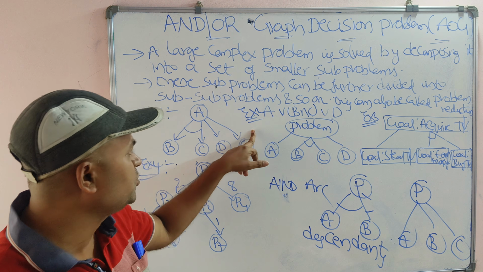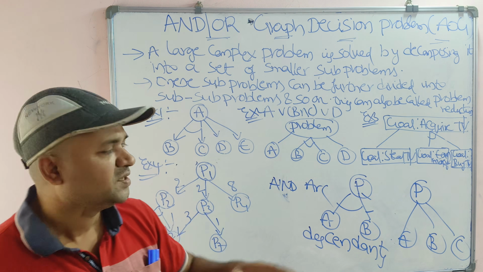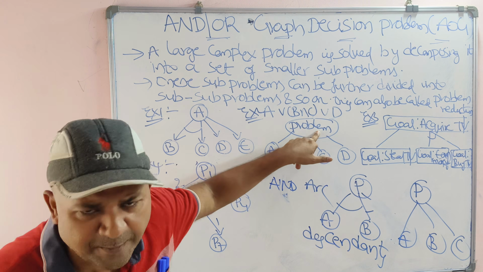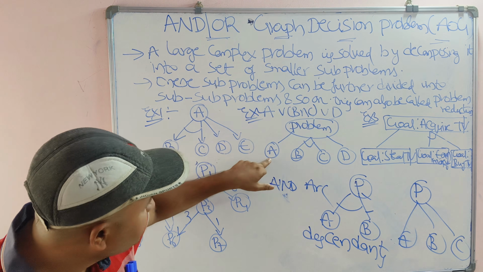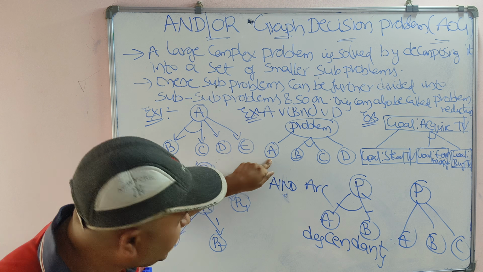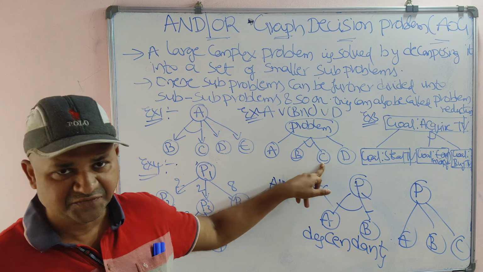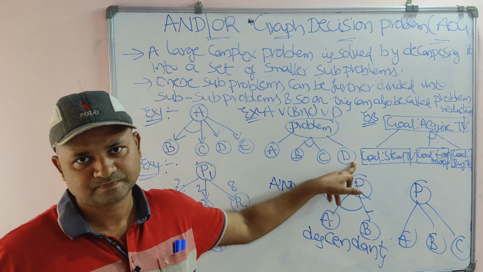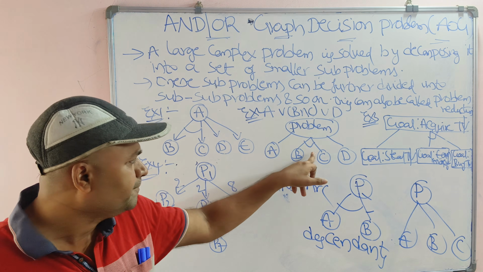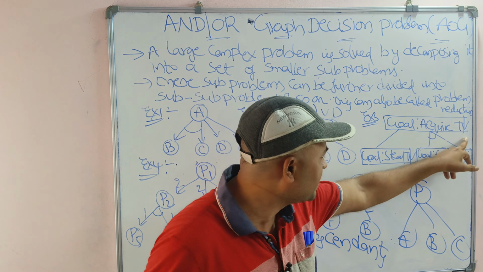Next, let's see example 2. A or B and C or D. So in order to solve the problem, we solve either subproblem A, or B and C, we must solve both these two, or D. So A or (B and C) or D. Next, let's see this example.